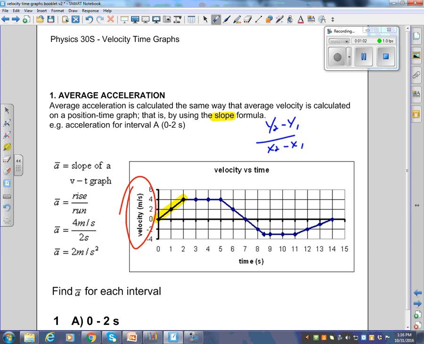Now, I'm always surprised at the number of kids that flip it the wrong way. They get the x's on top. They go x1 minus y2 or something like that. Don't make those mistakes. Get that on your cheat sheet and get it done right and practice.